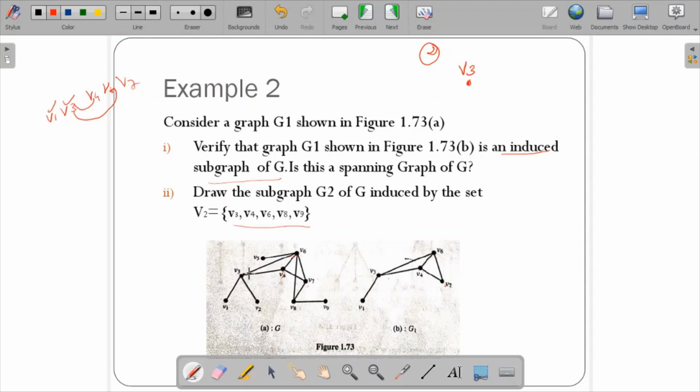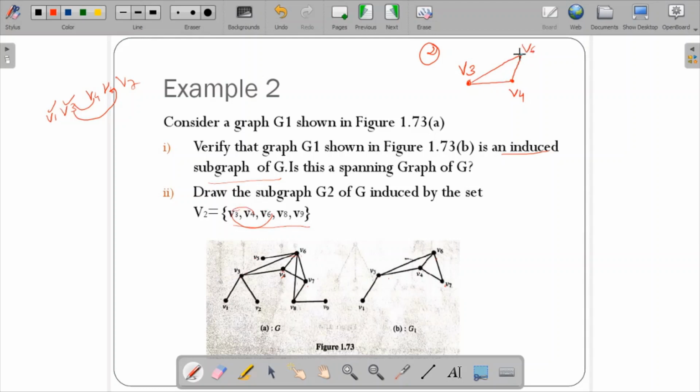v3 to v4 is there, v3 to v6 is there. So I draw v3 to v6 and v3 to v4. So this to this is done. Next, v3 to v8 and v9, any edge? No. Go to v4. You have v4 to v6, and v4 to v3 is already connected. v4 to v8, you check, we don't have. v4 to v9, no edges, done. So v3 is done, v4 is done.